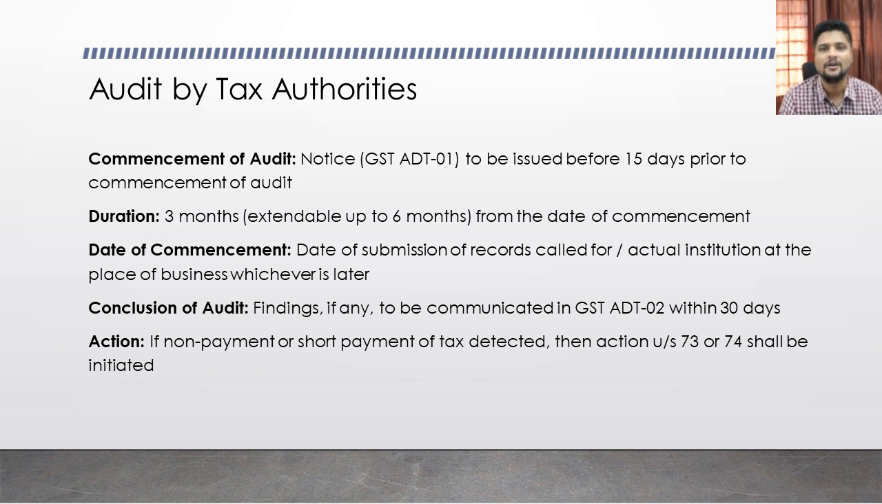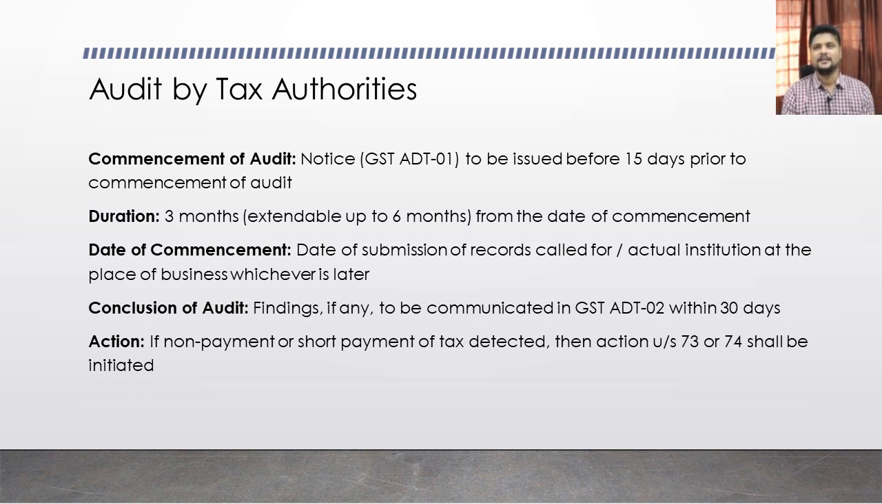Second type of audit is audit done by the tax authorities. I told you the sections related to that. Now we are going to discuss the procedure the tax authorities follow to do the audit of books of accounts. The tax authorities can select any taxpayer whose books of accounts need to be audited by the tax authority.